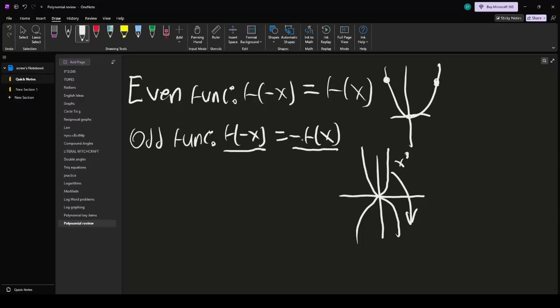Another important thing to note is that even functions have line symmetry. So if you take this quadratic and split it down the middle with a line, both sides of that line would look the same. If you folded it to the other side, it would look the same. Odd functions have point symmetry.